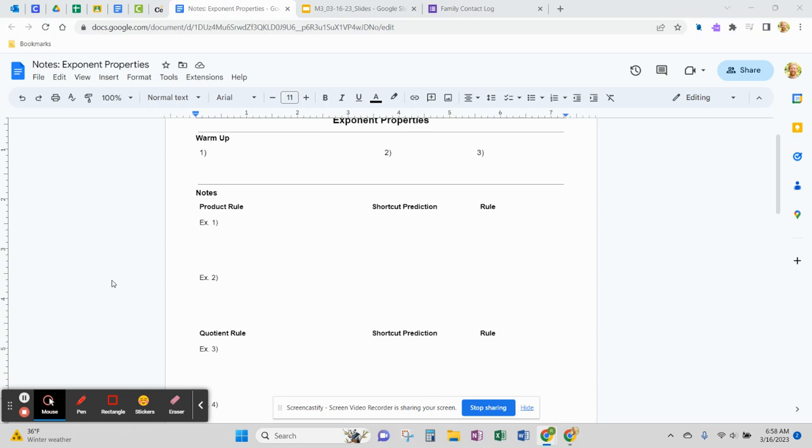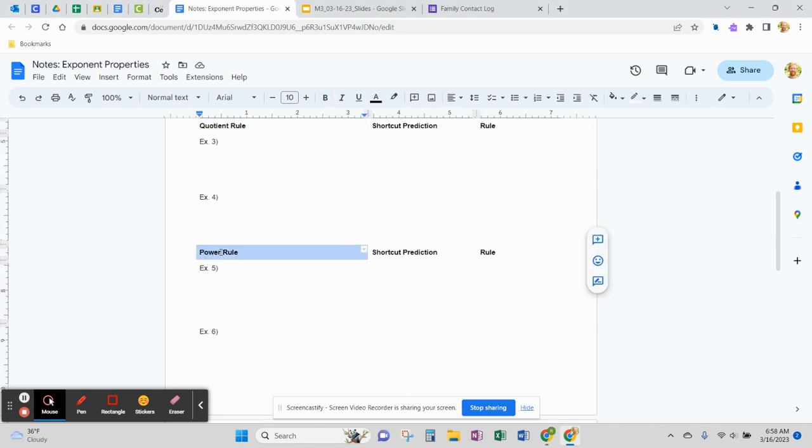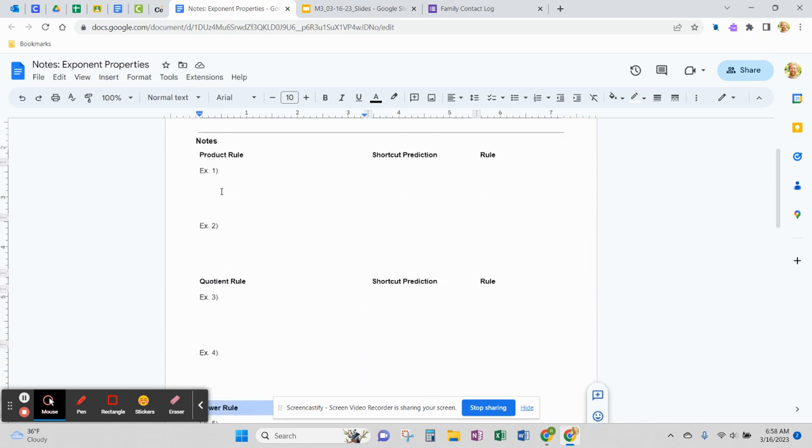All right, for our notes today, we are going to work through three sections. We're going to first work through the product rule, then the quotient rule, and finally the power rule. And I'm going to hopefully have you guys kind of arrive at these rules yourself by working through the expanded form that we worked with yesterday.